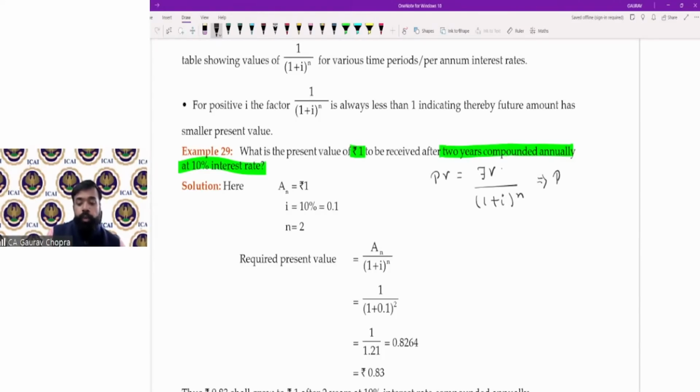So present value is required. What is the future value? Future value is rupees 1. What is the rate? 10%. So we can write 0.10. Time is 2 years. Now you can solve this.